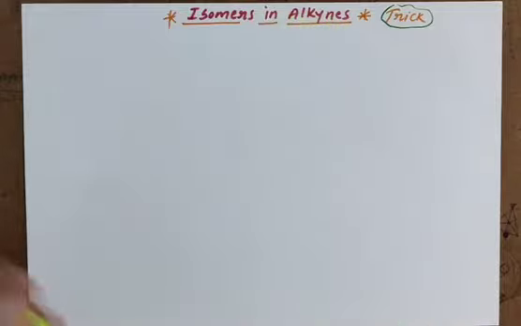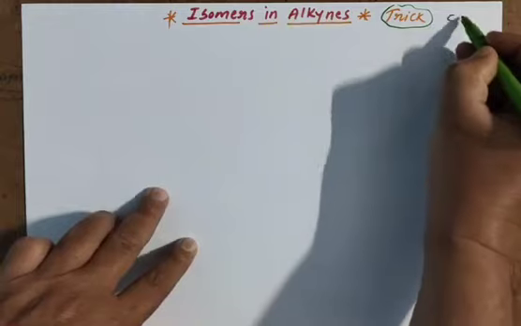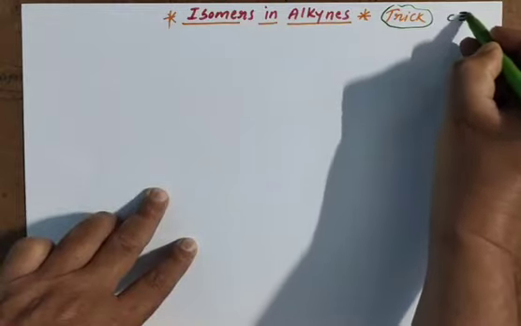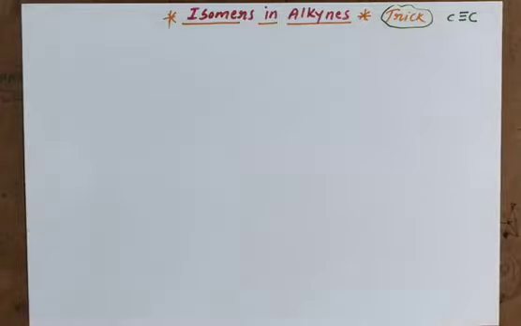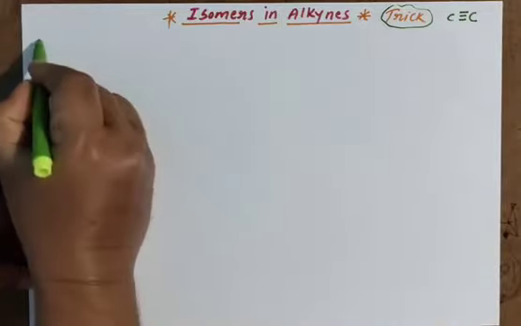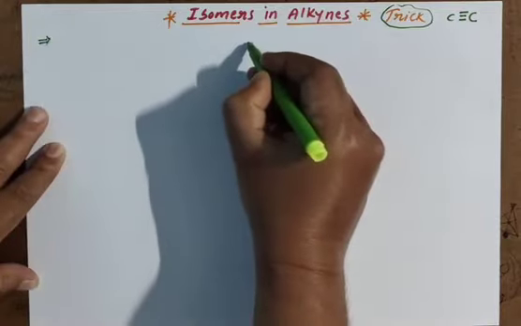Today's session is how to calculate the number of total isomers in alkynes. You know alkynes means carbon-carbon having a triple bond. So I am giving you the alkyne general formula.